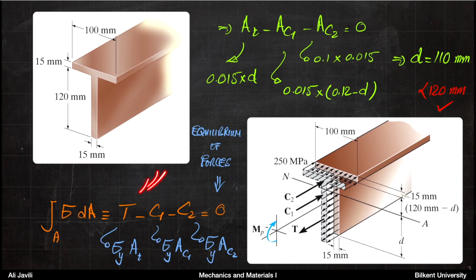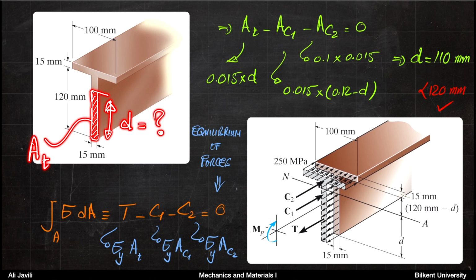All right, so your equilibrium equation now simplifies because you can cancel all the yield stresses, and it would be simply this. Now, AT is again the area below the neutral axis. This is your AT. This is the area at which we have tension, and D is the distance we are looking for, by the way. So we don't know what D is, but that area would be 15 millimeters times D.